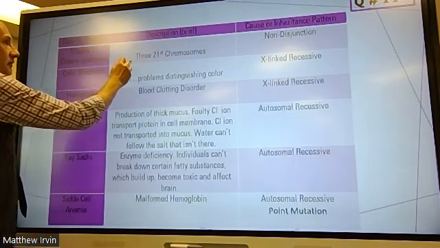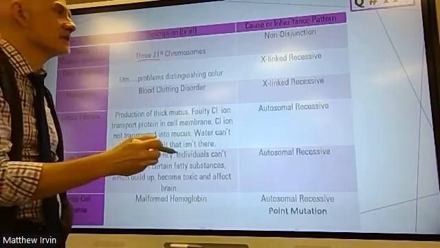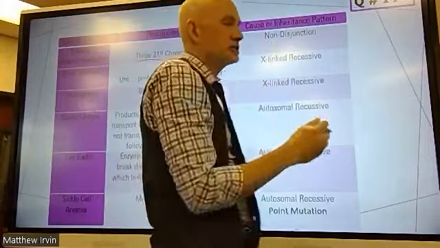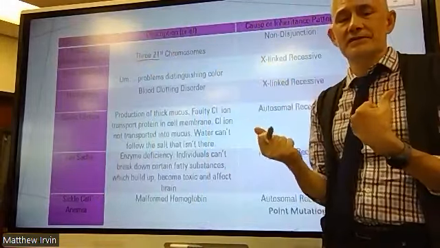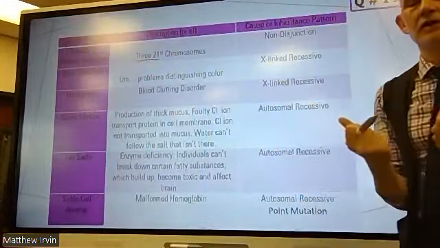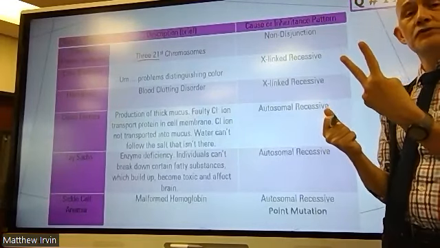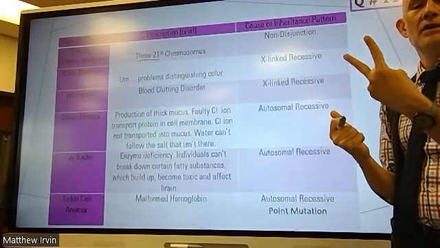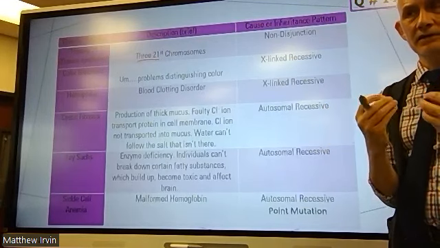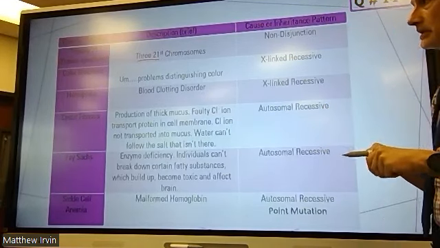So trisomy 21, three of the 21st chromosomes. That is from non-disjunction. So remember, that's when the sister chromatids fail to separate in meiosis. So one of the gametes has two 21st chromosomes. And then when it gets fertilized, you get a third from the other gamete.